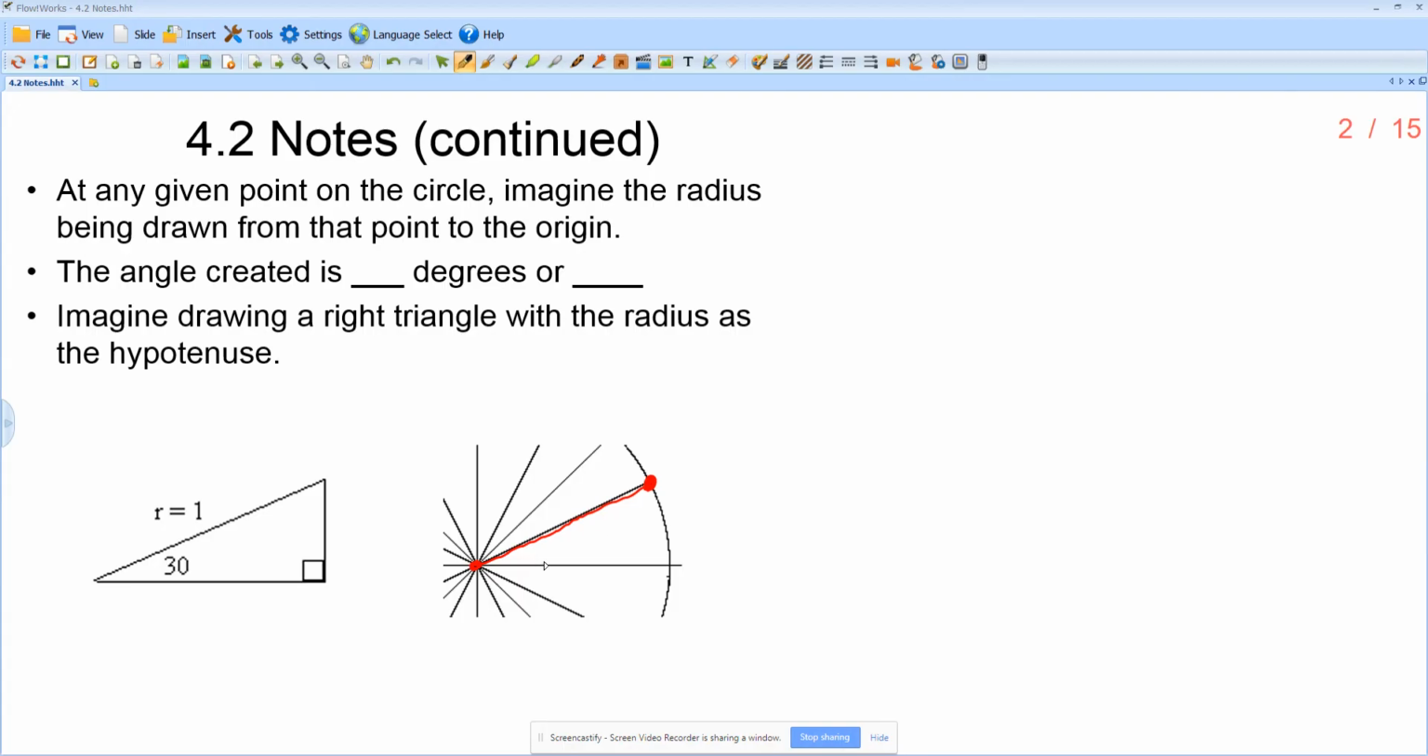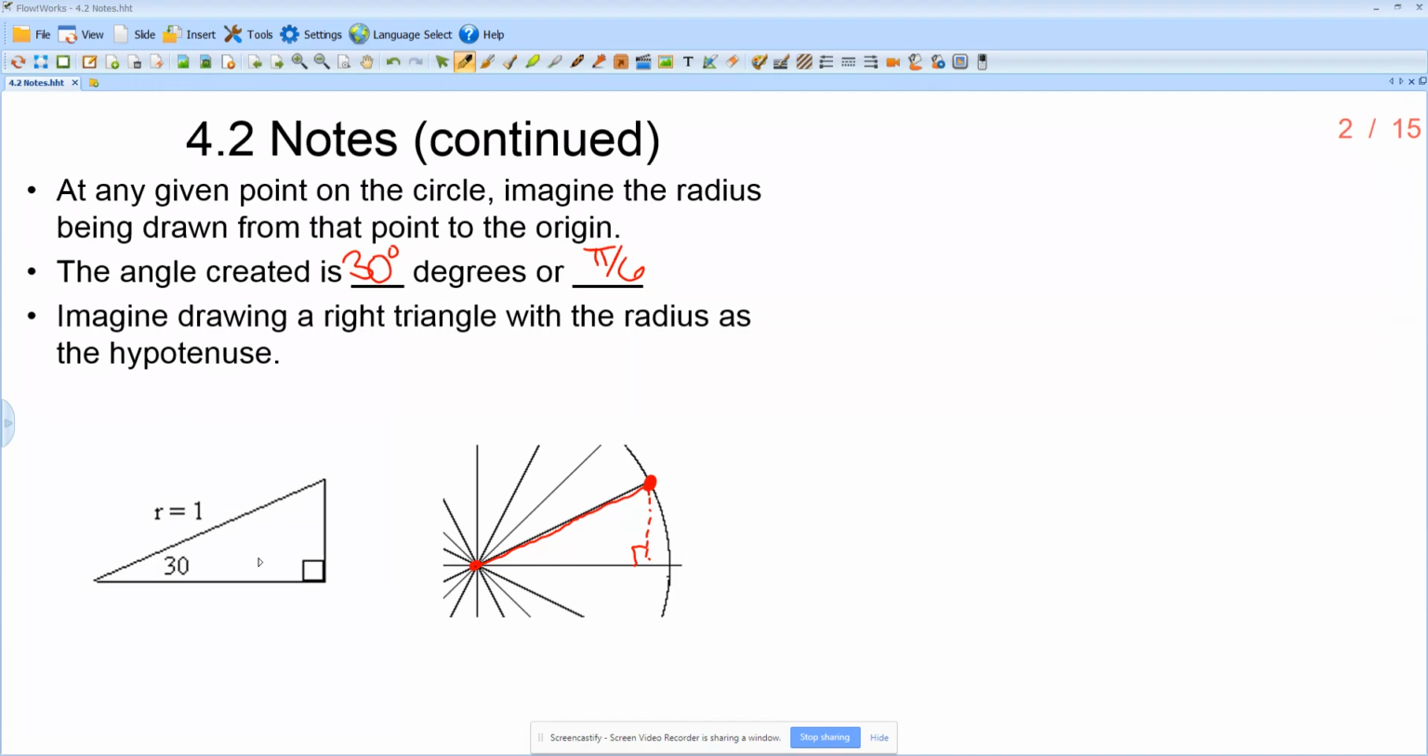The angle that we're going to talk about first is the angle that's 30 degrees, or pi sixth. Those are the same thing. And what we're going to do is imagine I was drawing this right triangle, and then we're going to do some right triangle trig.